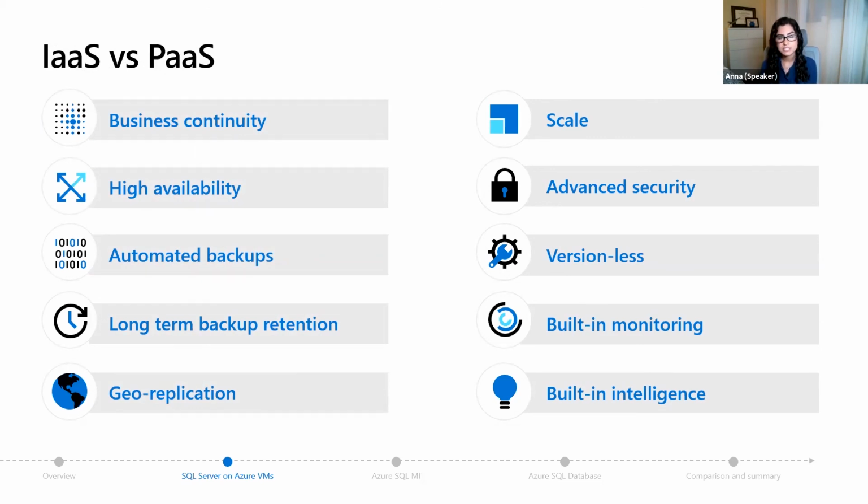Whereas if we contrast it with PaaS, a lot of those things are just built in. For example, if you deploy a database in the business critical tier, which we'll talk about, we actually deploy an always-on availability group for you underneath the hood. So you just get that. So that's just one example. We actually have an SLA for a platform as a service database.